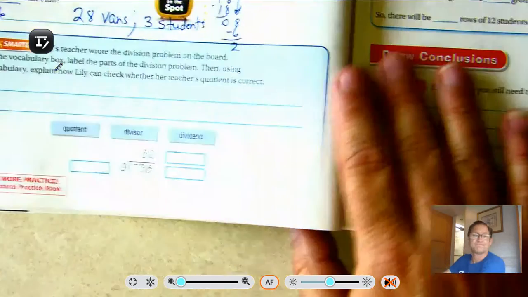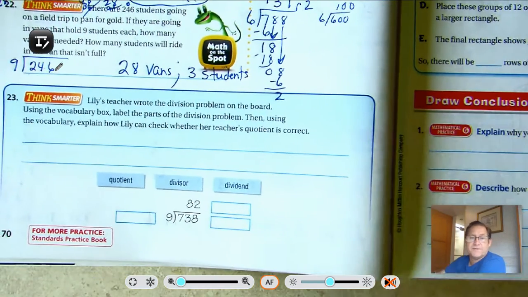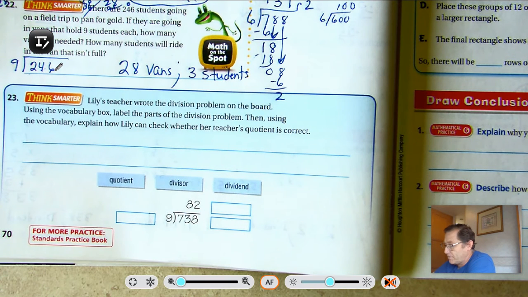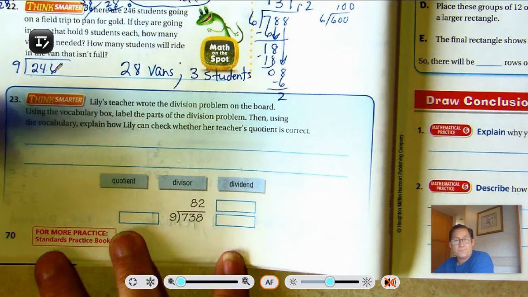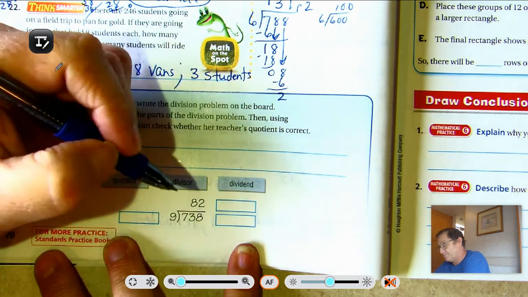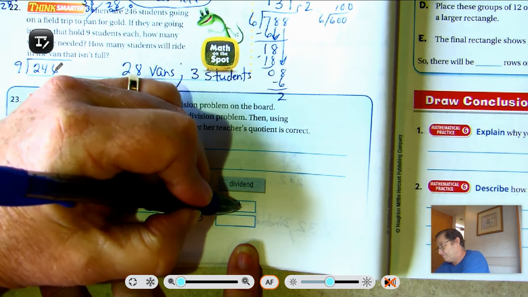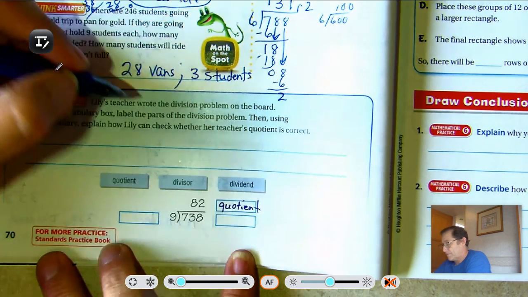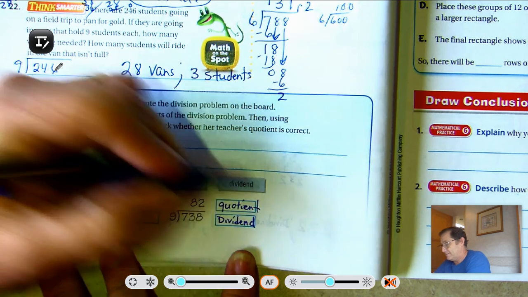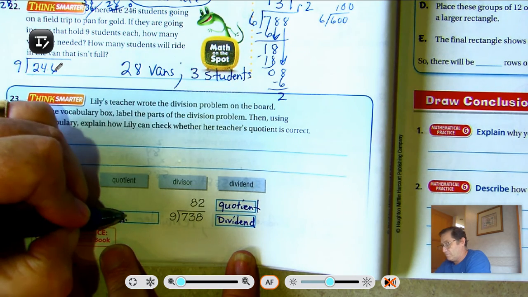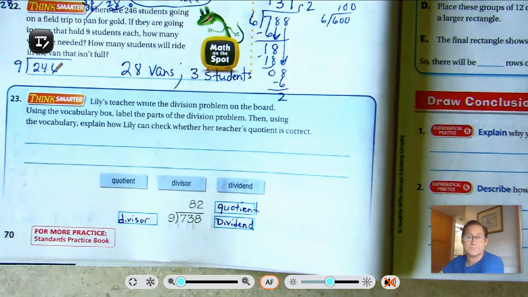And 23. Lily's teacher wrote the division problem on the board. Using the vocabulary box, label the parts of the division problem. Then, using the vocabulary, explain how Lily can check whether her teacher's quotient is correct. All right, so our answer to our division problem is called the quotient. The amount that we're sharing is the dividend. The amount that we're sharing by is the divisor.